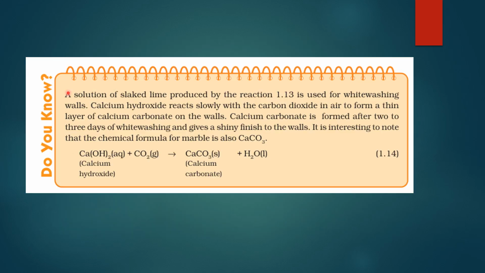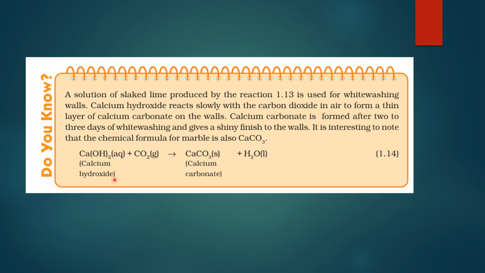Now here is an interesting fact. A solution of slaked lime, which we produced in the earlier reaction, is used for whitewashing walls. Calcium hydroxide reacts slowly with the carbon dioxide in air to form a thin layer of calcium carbonate on the walls. This calcium carbonate is formed after 2 or 3 days of whitewashing and it gives a shiny finish to the walls. It is interesting to note that the chemical formula for marble is also CaCO3. Let's see how this chemical reaction takes place.